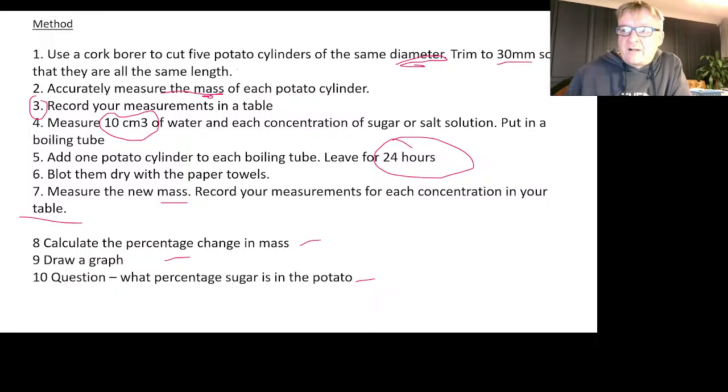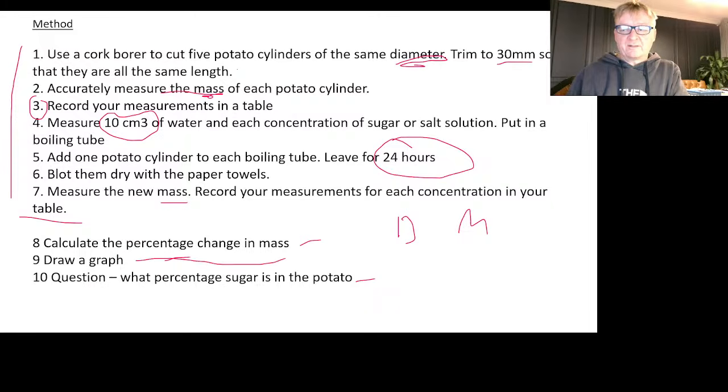Right now, if you think about our variables, don't mess. Okay, so the dependent is what we are going to measure. So think about this method here. What are we actually measuring to get a final answer? And the final answer is the percentage change in mass. Okay, that is what we're trying to work out, which is our dependent. Don't mess. In class, what are we going to change? Measure and each concentration of sugar solution. So what it actually tells you there is it tells you what you're going to change. So you're going to change the concentration of sugar or salt, depending on what they ask.